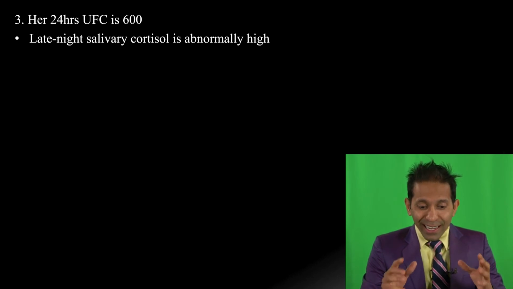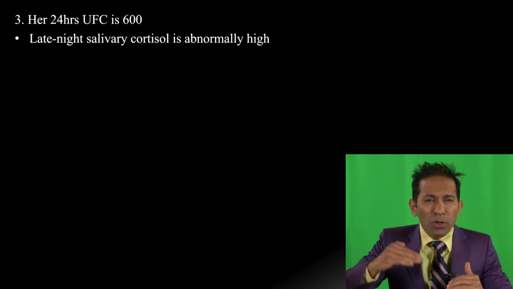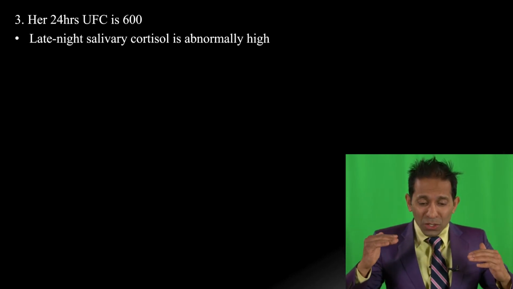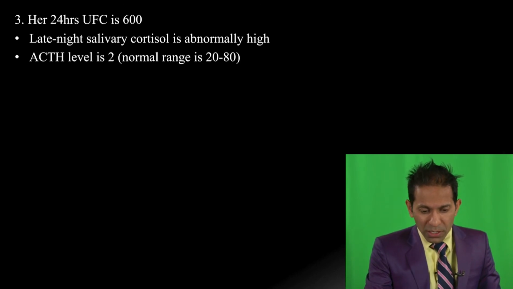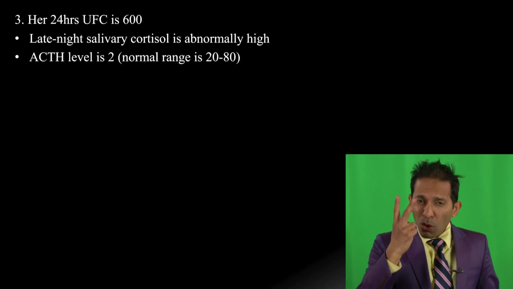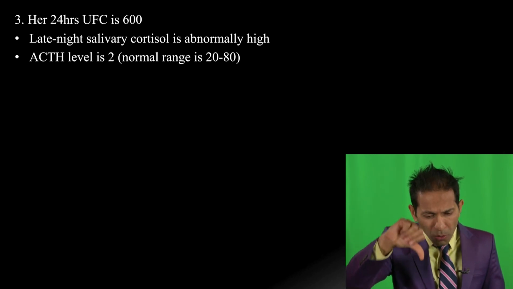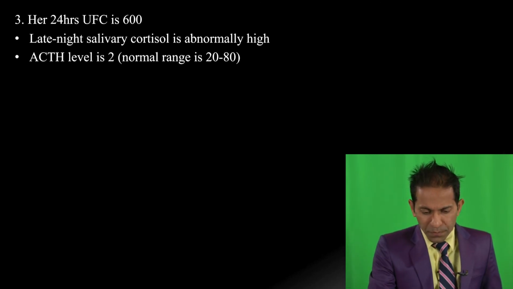Let's do question number 3. Our patient's 24-hour urine free cortisol is 600, which is very high. Her late night salivary cortisol is abnormally high. So she has a biochemical diagnosis. So you do ACTH level, it is only 2, which is very, very low. Normal range is 20 to 80. What would you do for her? How do you confirm the diagnosis of Cushing syndrome?